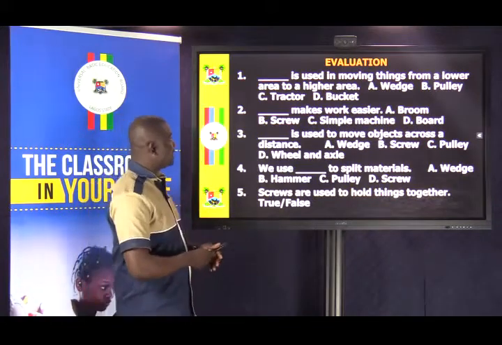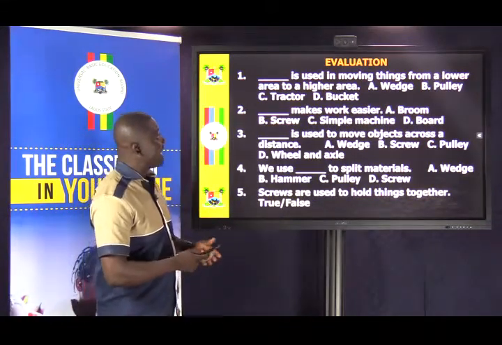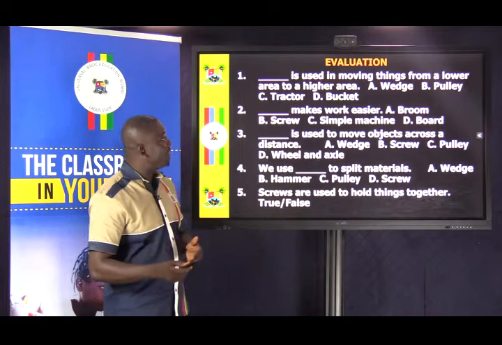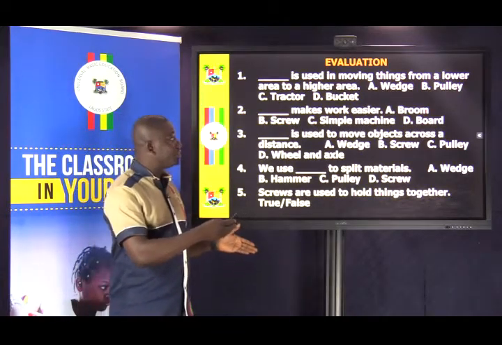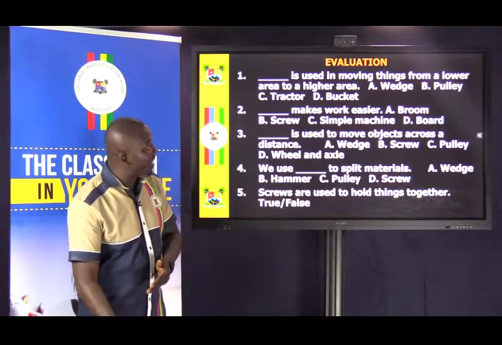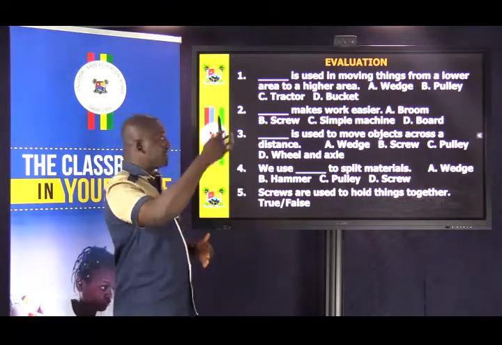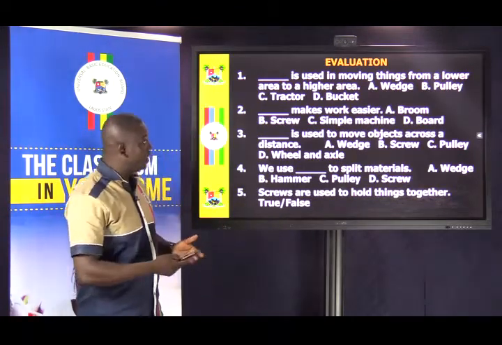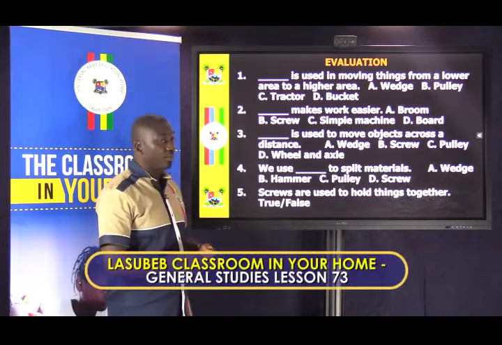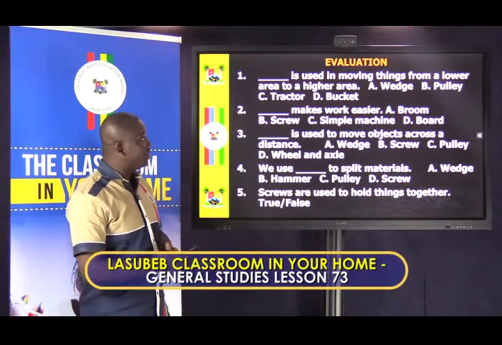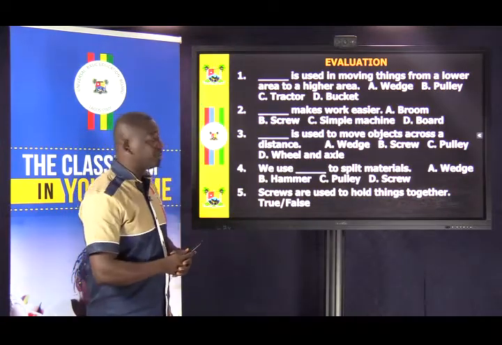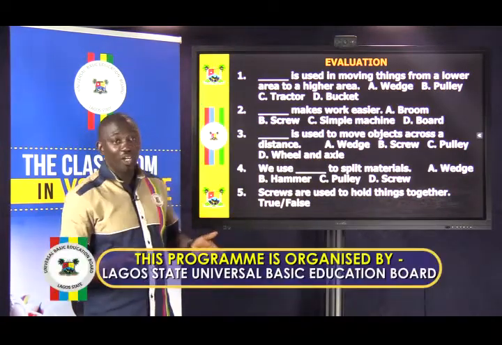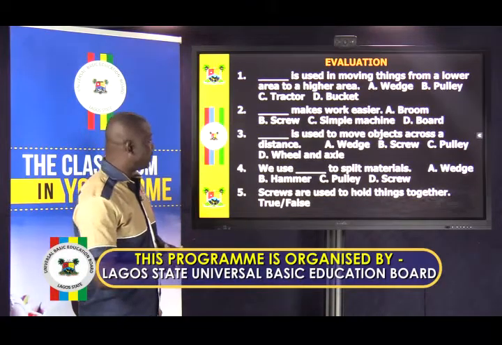Well done. All right. Question number 1. Dash is used in moving things from a lower area to a higher area. We use something to move things from a lower area to a higher area. Is it wedge, pulley, tractor, or bucket? Wedge, pulley, tractor, bucket. Put down your answer very fast, quickly. Oh, you are done with that? All right, let's move on to the next one.